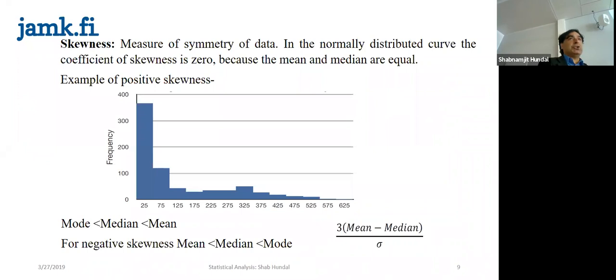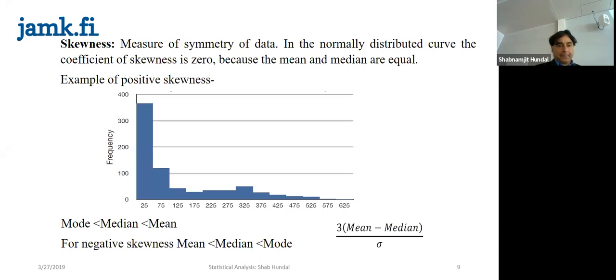So if a distribution is normally distributed, then mean, median, and mode would be what? Mean, median, mode would be the same. So one important characteristic of a normally distributed curve is that the mean, median, and mode are the same. However, if the curve is not symmetric, like, let's say it's like this, positively skewed, then the mode is lesser than the median and the median is lesser than the mean.